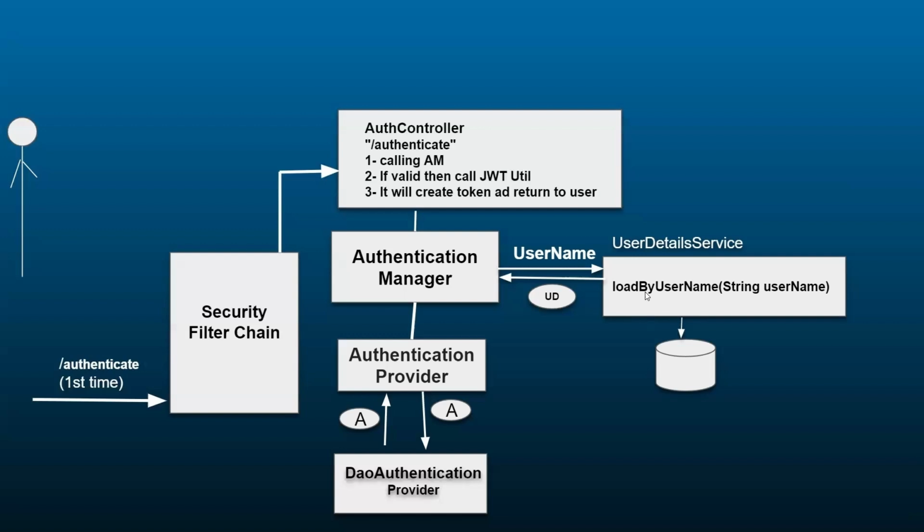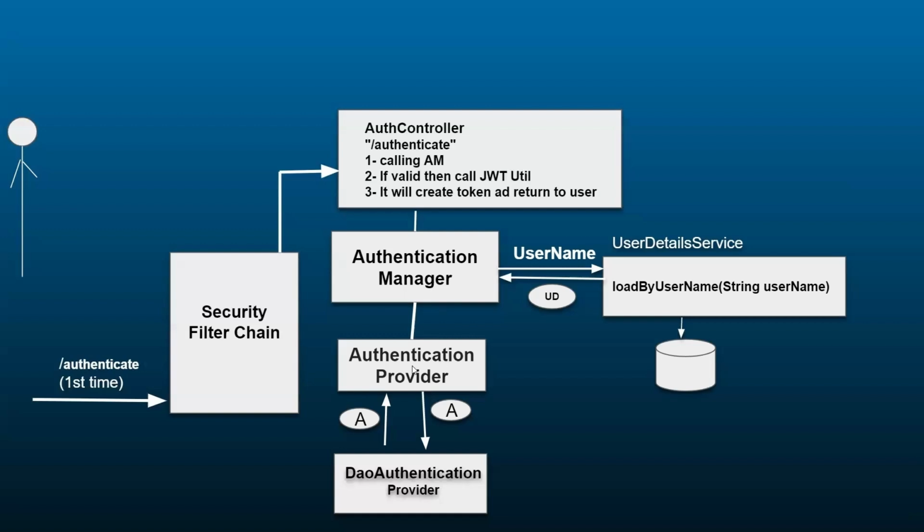We have to provide an implementation of the UserDetailsService. Inside that implementation, we fetch the user object based on the username. Once we get that user object, we create a UserDetails object and return it to the authentication manager. Once the authentication manager gets that UserDetails object, it has both the UserDetails object and the authentication object. After this, the authentication manager will call the authentication provider.